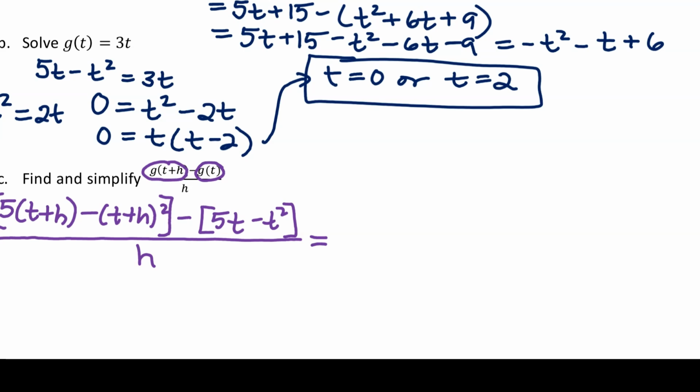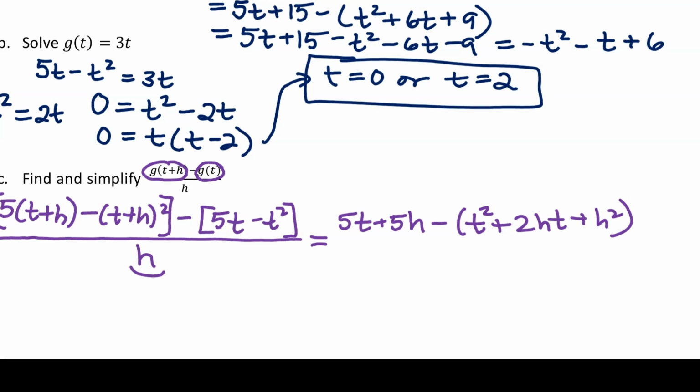Okay, and from there, our goal is to simplify until we can cancel out this lone h in the bottom. And where we're headed in calculus is we want to let that h equal 0, and that's why we need to cancel it out. So we'll get a 5t plus 5h. And then I'm going to be really careful again here. I want to subtract t plus h squared. So I first need to figure out what t plus h squared is. And it turns out it's t squared plus 2ht plus h squared.